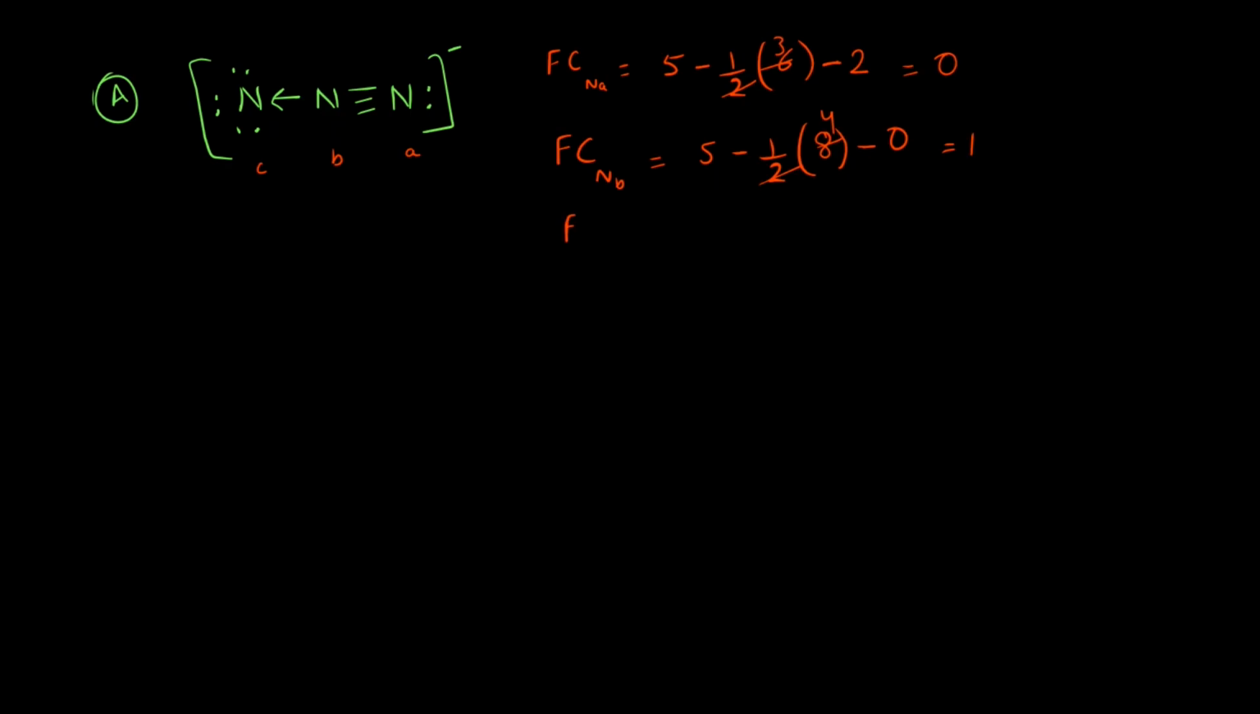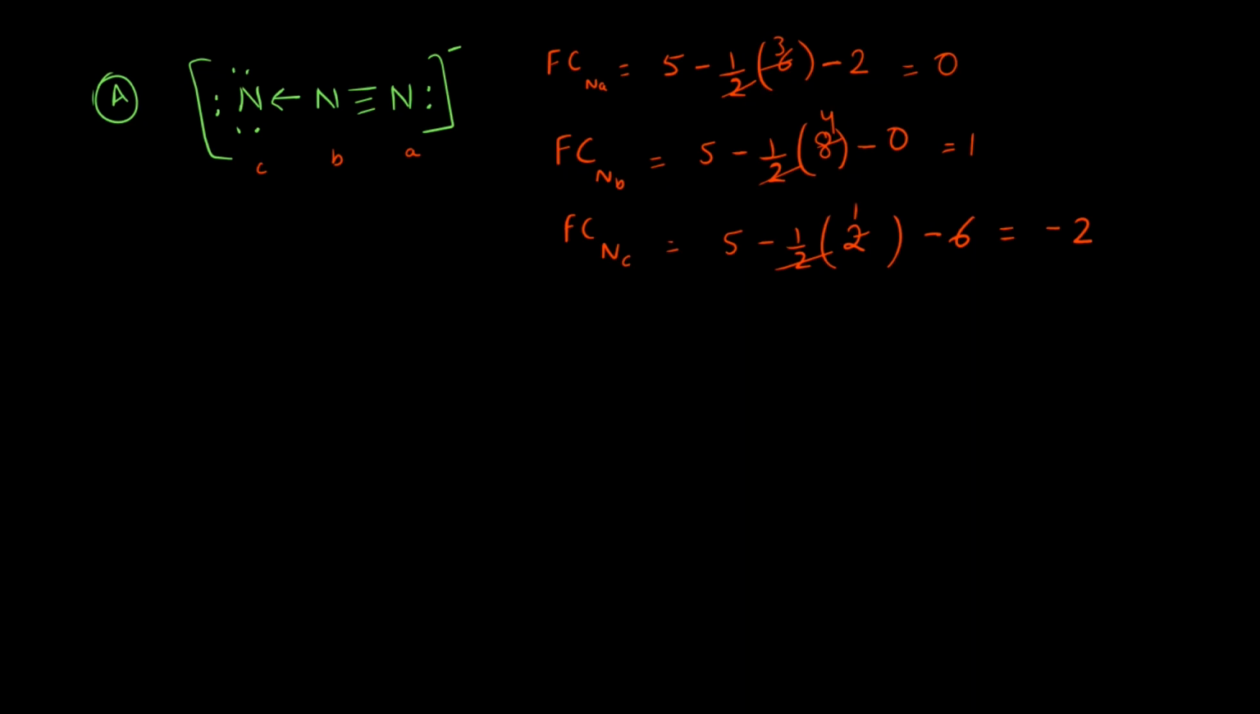Now what is the formal charge on nitrogen C? Valence electrons minus half the bonding electrons. How many bonds is nitrogen C making? 1 bond. Each bond has 2 electrons, so we have 2 total. Minus the non-bonding electrons. Non-bonding electrons are 6. So it comes out to be minus 2.